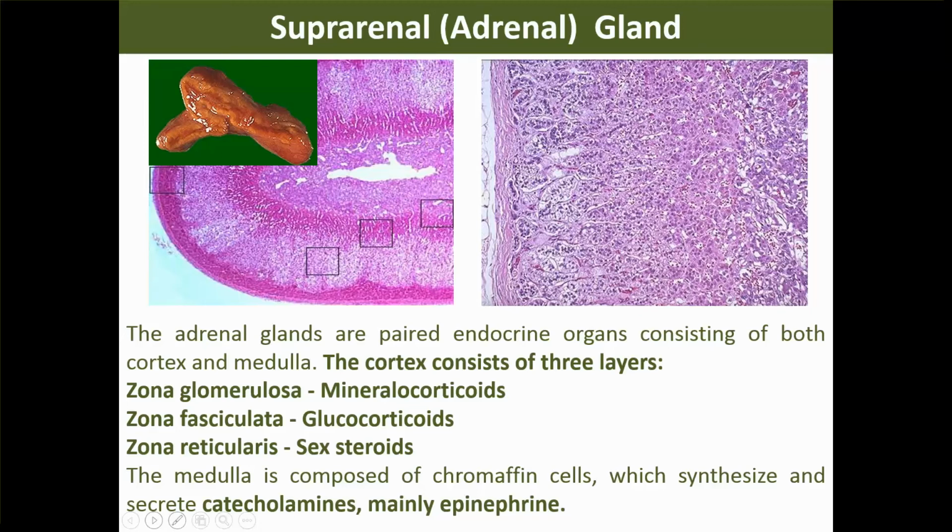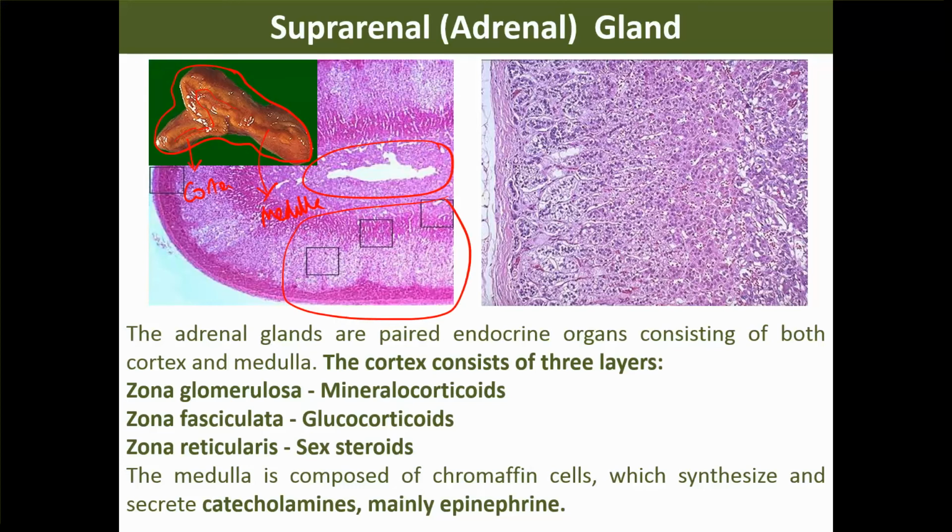What you are seeing is a normal suprarenal gland, and it has a cortex, the yellow border, and the vascular area in the center, which is a little bit dark red in color. If you look closely, that is the medulla. So these are the cortex and medulla in histology.